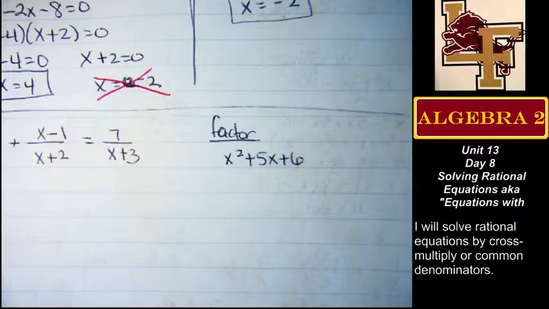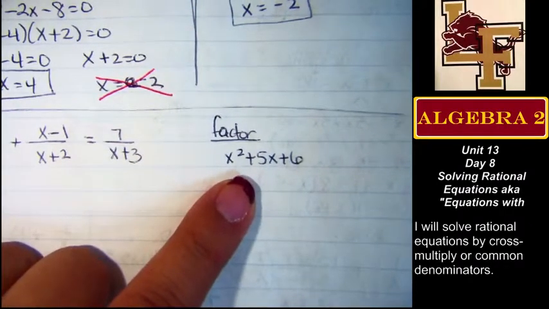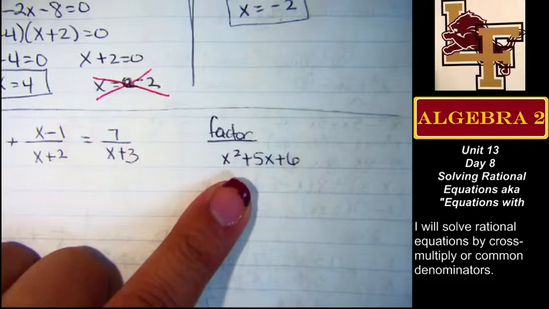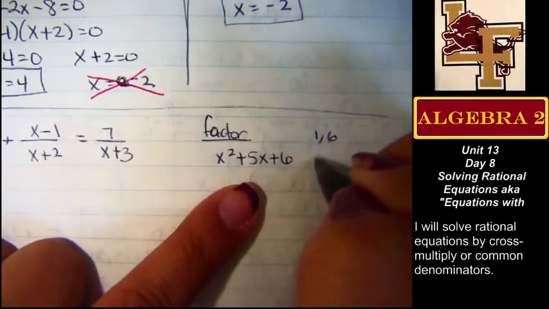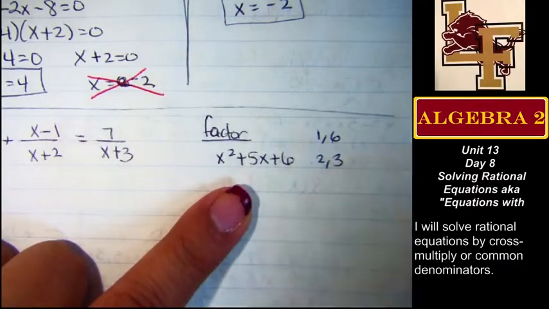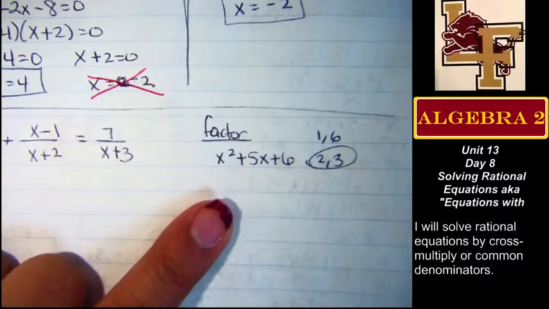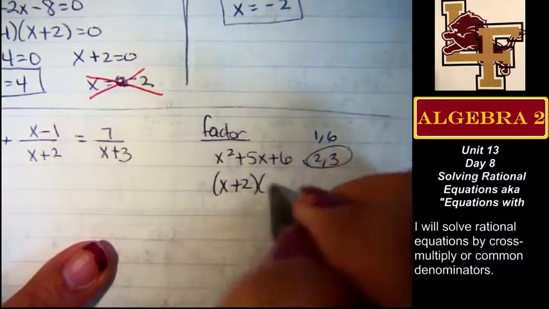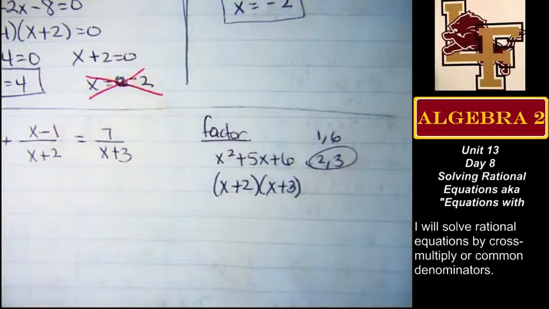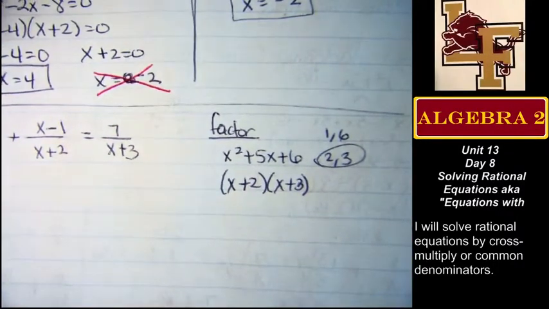I'm going to try a times c. So 1 times 6. Factor pairs of 6 that when I add give me 5. The factors aren't negative, because the middle term isn't negative. So my factors are positive. Is it 1 and 6 or 2 and 3? It's 2 and 3, because when I add 2 to 3 I get 5. So this factors to x plus 2, x plus 3.